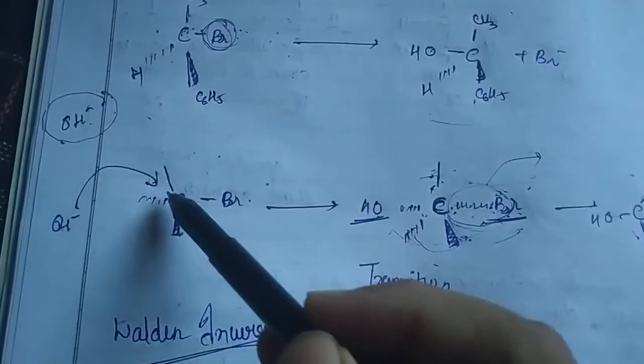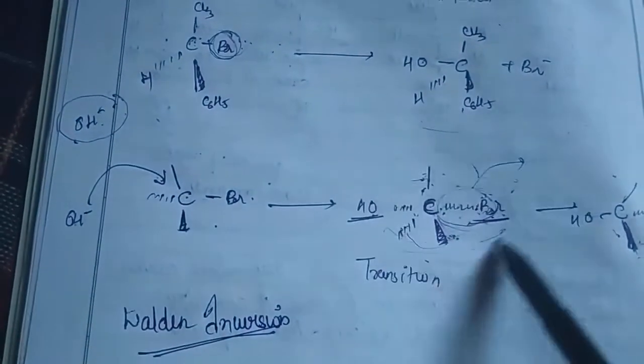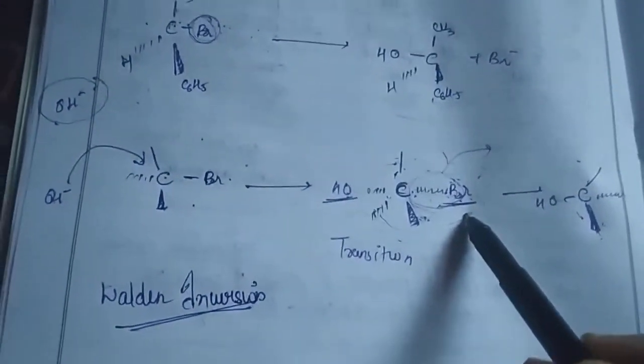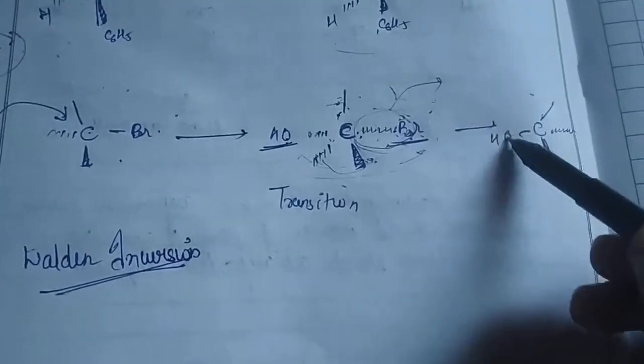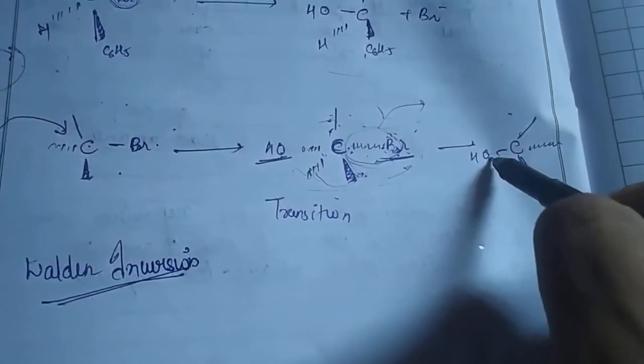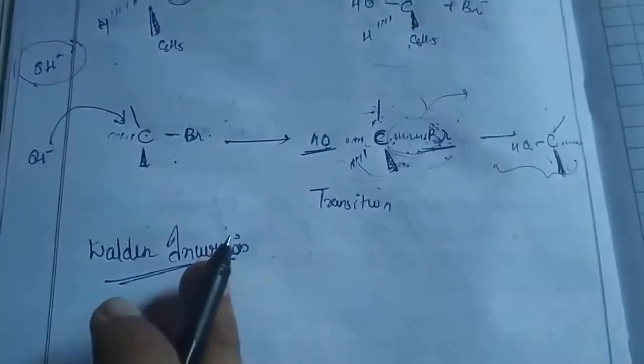What happened? OH minus came from the back side and attacked the stereogenic center. We are getting a transition state with both our nucleophile as well as your bromine group present, but after a shorter period of time, what happens? The OH gets permanently bonded with your stereogenic center, and the other three groups are moving towards the top of your leaving group. So that part is called as what? This inversion of the configuration will be called your Walden inversion.